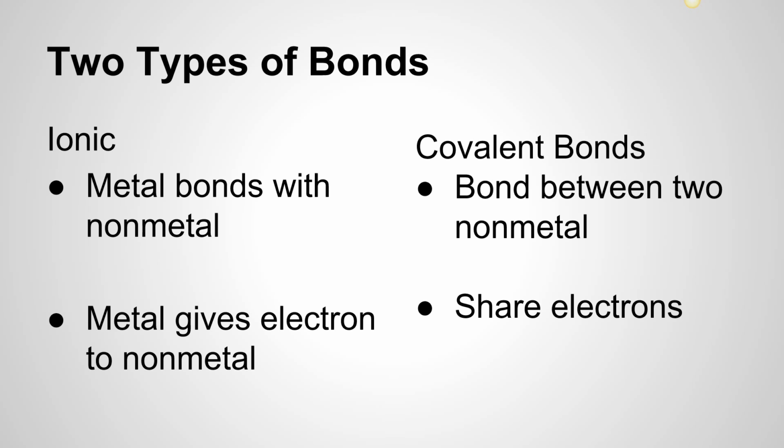Covalent bonds are bonds between two nonmetals. So carbon and oxygen can form covalent bonds. We can have carbon monoxide and carbon dioxide, and they're going to share the electron. The electron will spend some time around the carbon, some time around the oxygen.